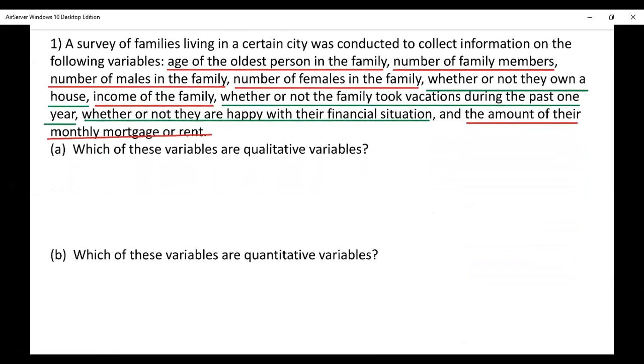of families living in a certain city that was conducted to collect information on the following variables: age of the oldest person in the family, number of family members, number of males in the family, number of females in the family, whether or not they own a house, income of the family, whether or not the family took vacation during the past 1 year, whether or not they are happy with their financial situation, and the last one is the amount of their monthly mortgage or rent.